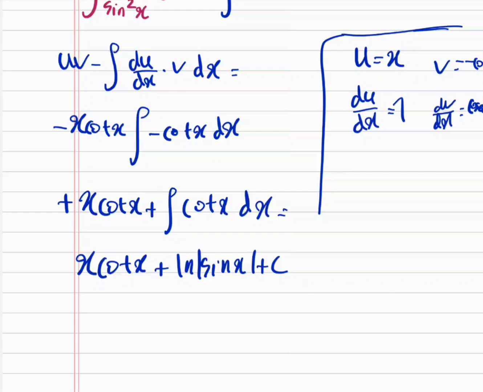Actually, I need to correct this. When we take the negative out, because here it is not multiplication, it doesn't affect minus x cot x, so it just remains negative. It's only before the integral that it becomes positive. So the final answer is minus x cot x plus ln mod sine x plus c.